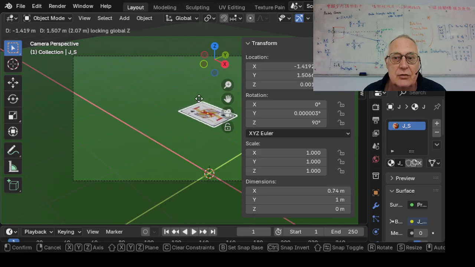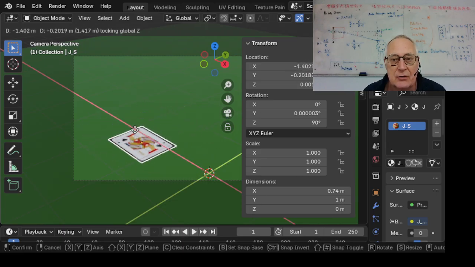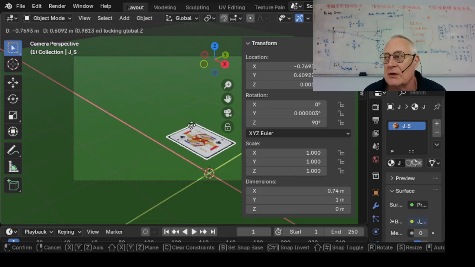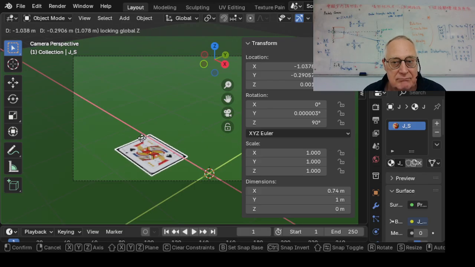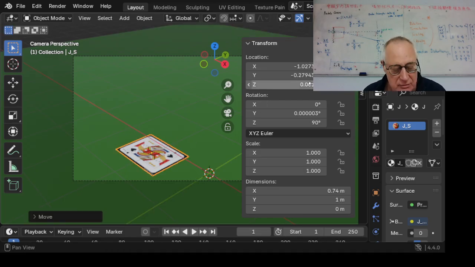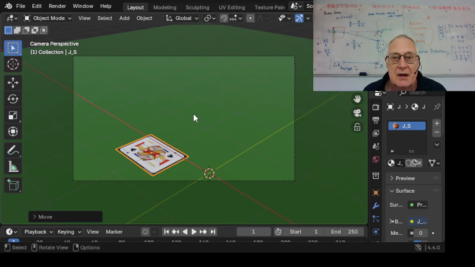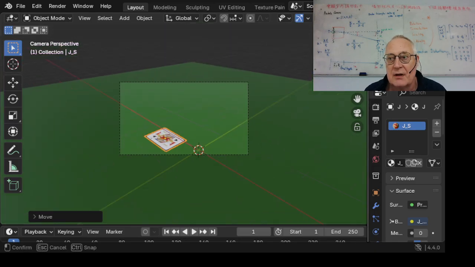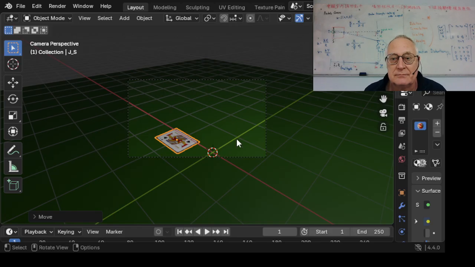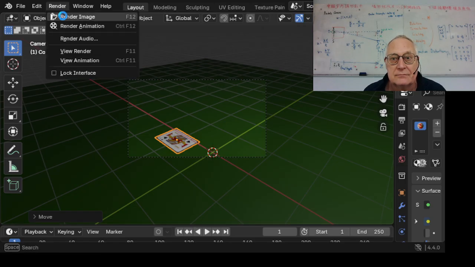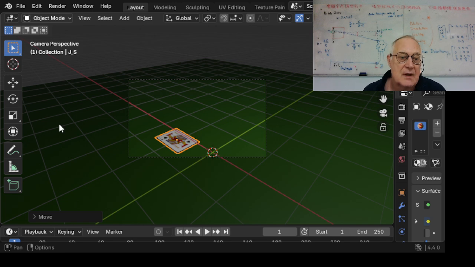You can also limit it to the XY plane only by hitting Shift Z. Now I can move the card around wherever I want it to be. That also works. And then you can render this using light. And then you have a picture that you can pretend came from your robot.